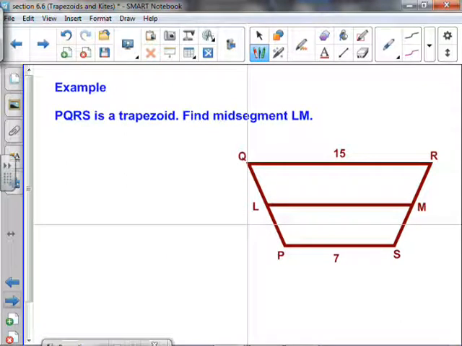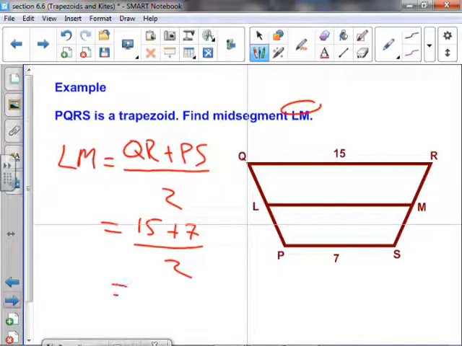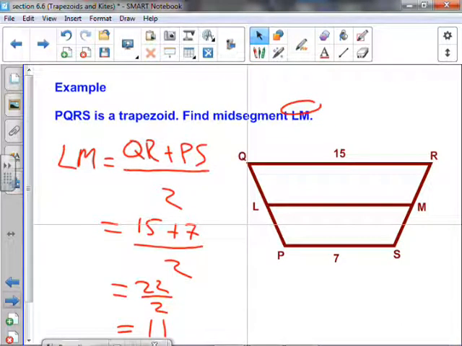Example: PQRS is a trapezoid. Find the mid-segment LM. Notice there's no bar over it, so they're asking for the length LM. LM is simply equal to QR plus PS divided by 2, which is equal to 15 plus 7 divided by 2, which is going to equal 22 divided by 2. What do you know? That's 11. See how simple that is? It's like we're going back to 6th grade.